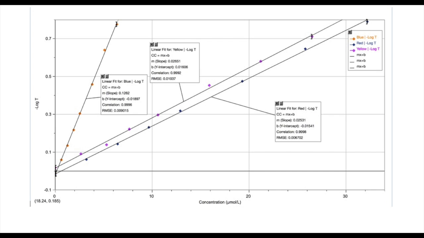Something that concerns me is that the line for the yellow dye is very close to the line for the red dye. Ideally, the line for the yellow dye should be in between the line for the blue dye and the line for the red dye. It is possible that the data for the yellow line, which was gathered by a different group, was marked as if it were for the yellow dye, but really it was for the red dye.